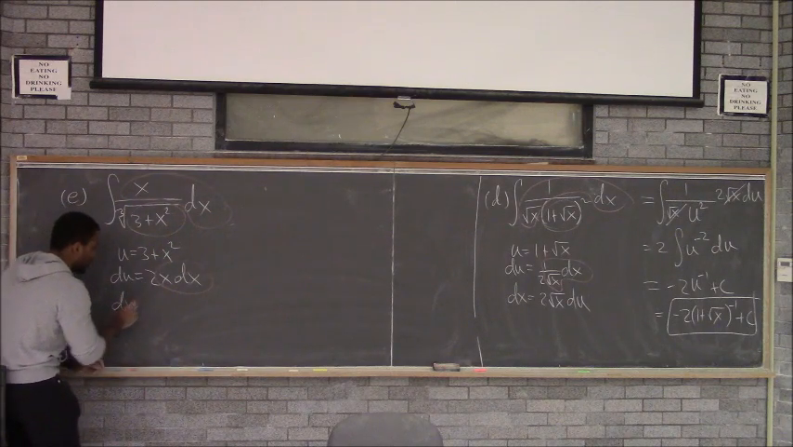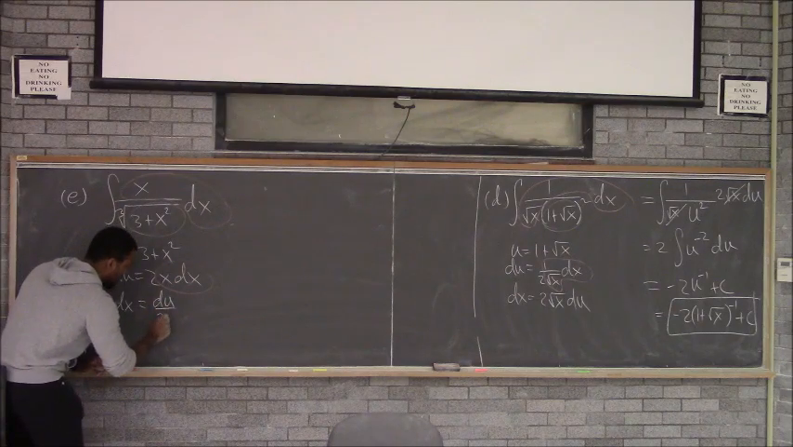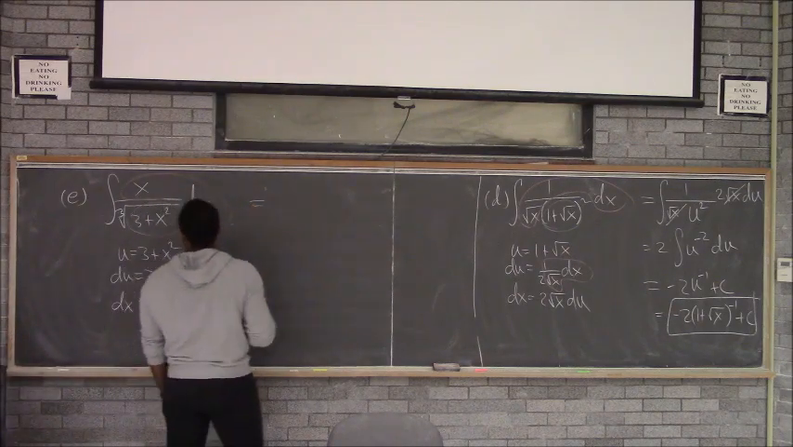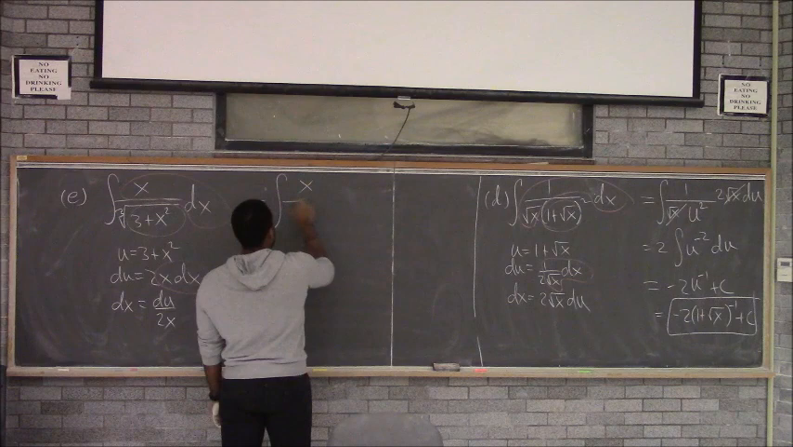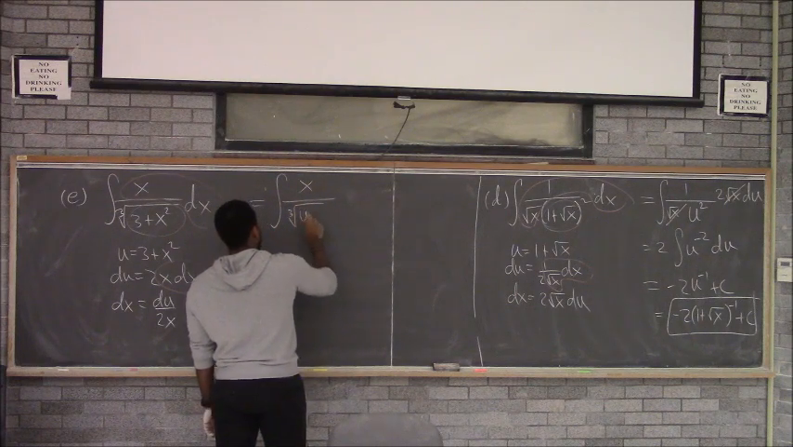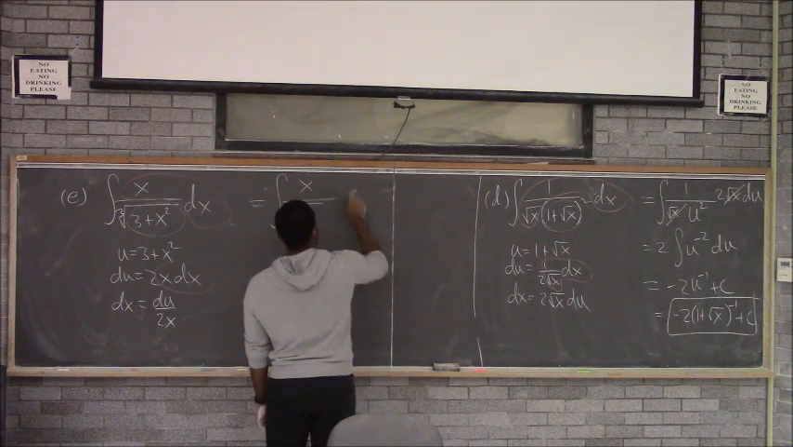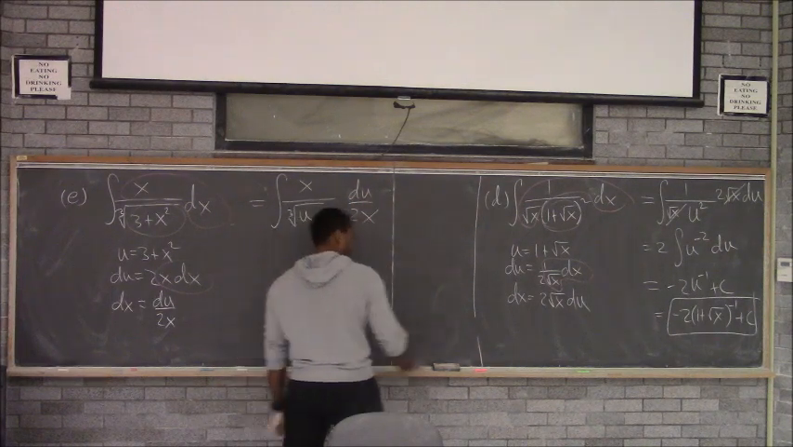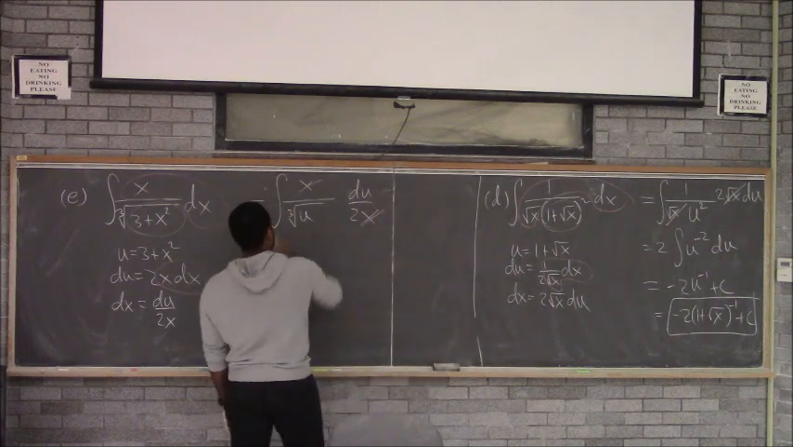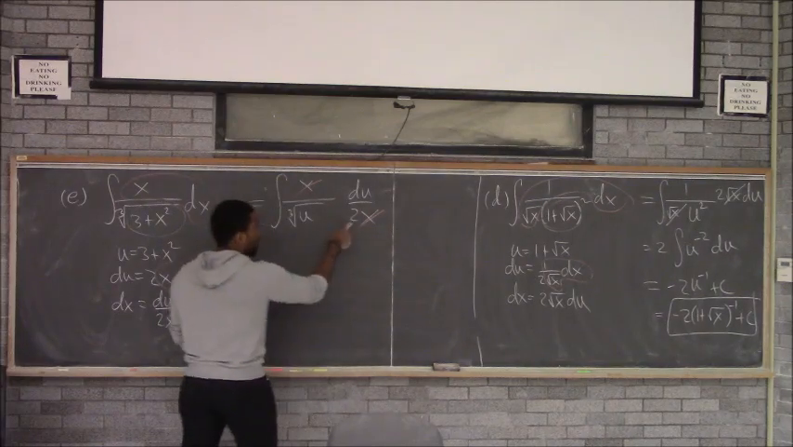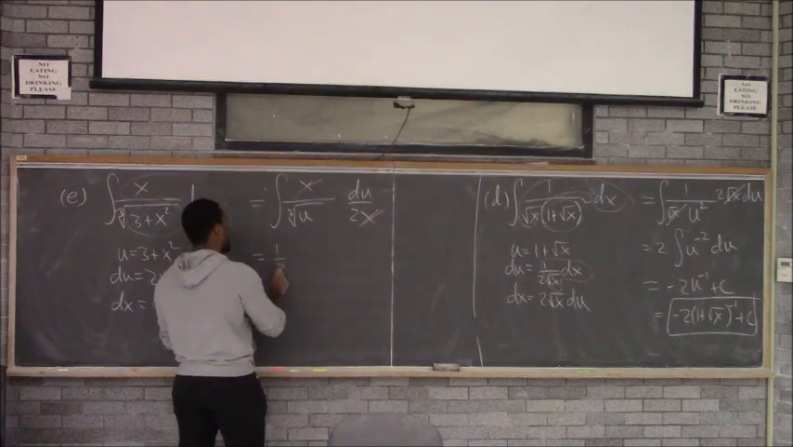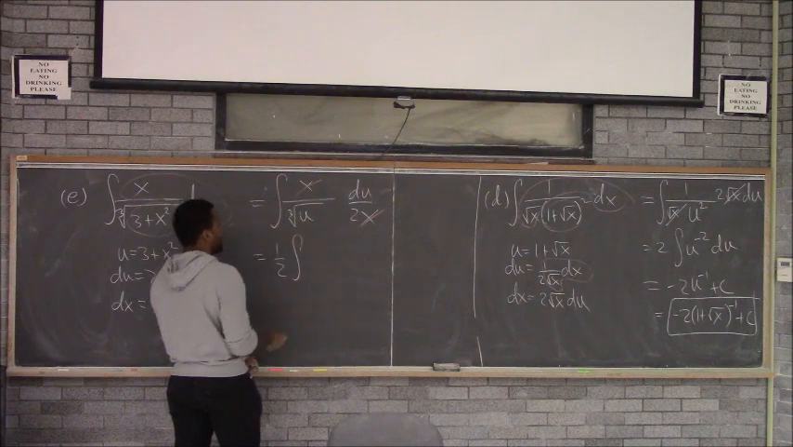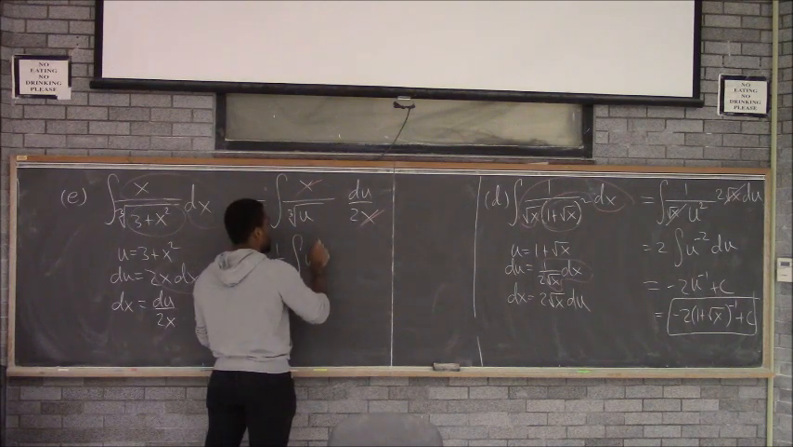Solve for the dx. Plug in. X, didn't do anything with. This guy I made a u. My dx would become du over 2x. The x's are going to cancel. This 2 I can factor out, it's a constant. This I can bring up and write as a power. This is u to the minus 1/3.